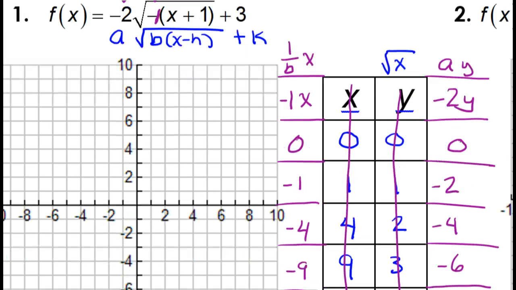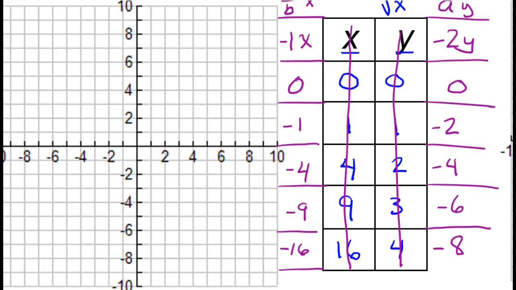Okay, so let's plot it and see what we have so far. So 0, 0 is right here. -1, -2 is right here. -4, -4. -9, -6.